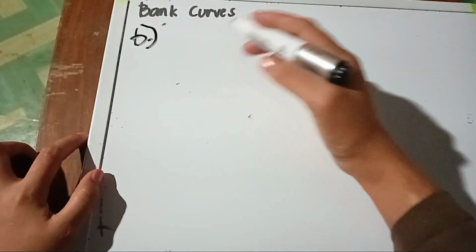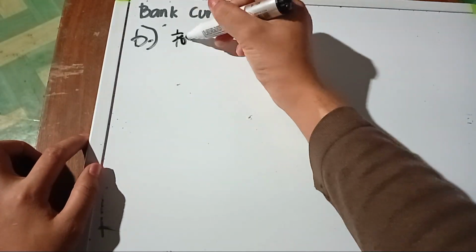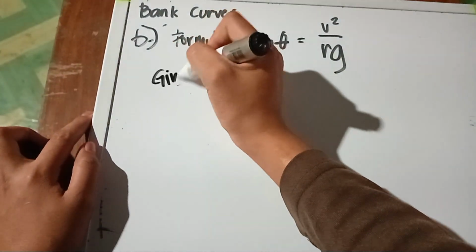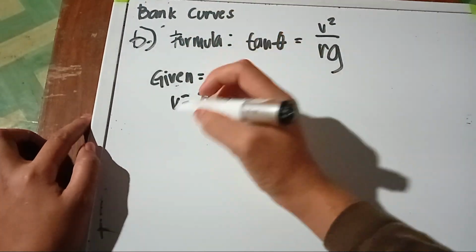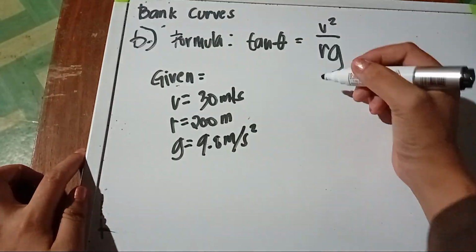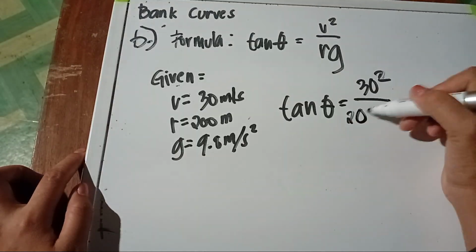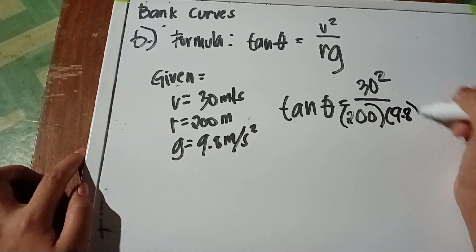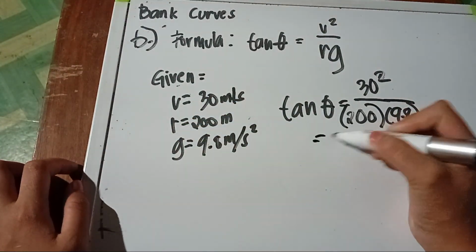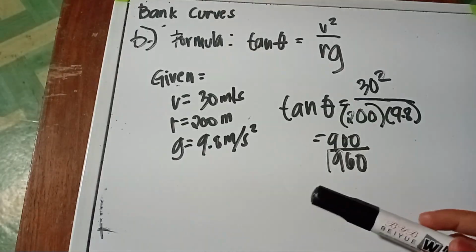The question B is what angle should the road be banked for a car to travel at a speed of 30 meters per second without sliding up or down in the absence of friction? For letter B, we're going to use this formula: tan theta equals v squared over rg. Our given is v equals 30 meters per second, r equals 200 meters, g equals 9.8 meters per second squared. Substituting, tan theta equals 30 squared over 200 times 9.8. 30 squared is 900, and 200 times 9.8 is 1960. So we divide 900 by 1960.